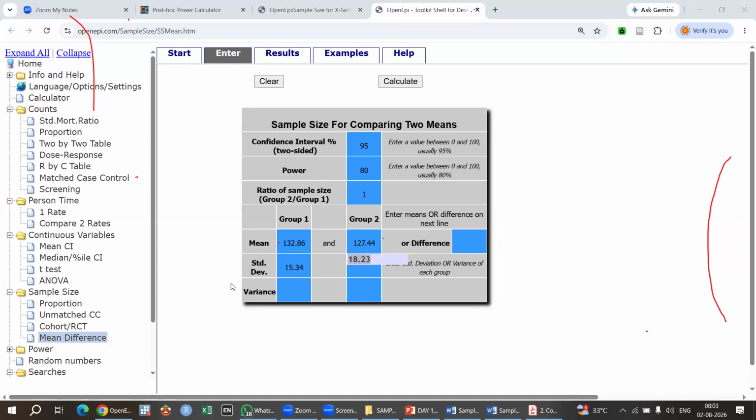Can we use post hoc for convenience? If you have two groups, then you can use it, there is no problem.